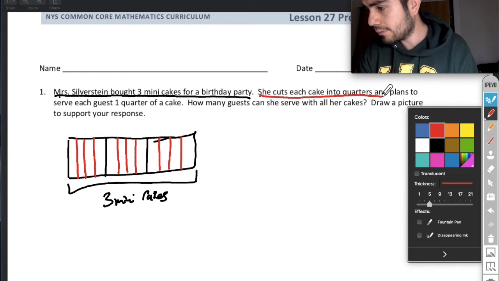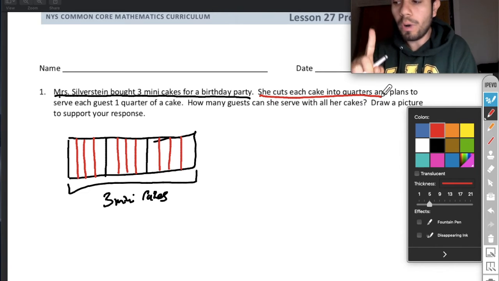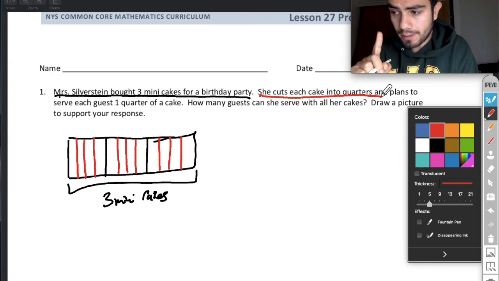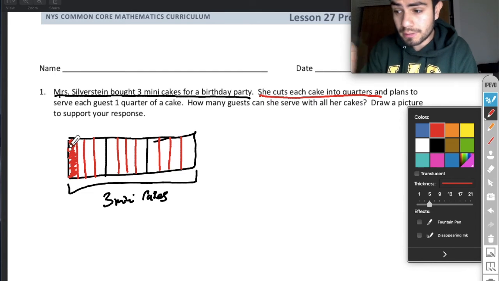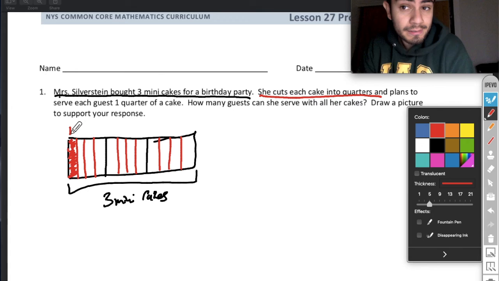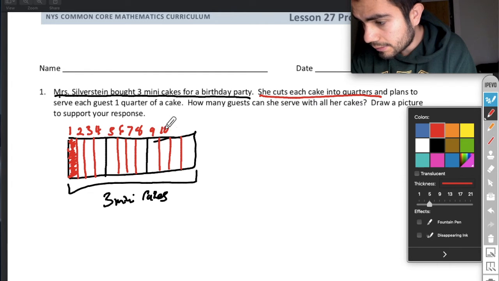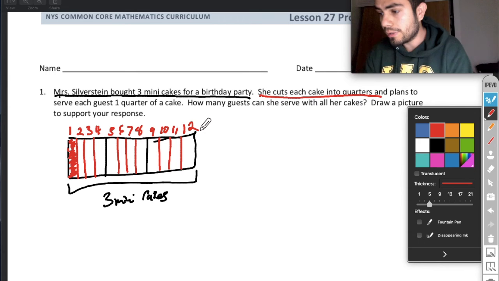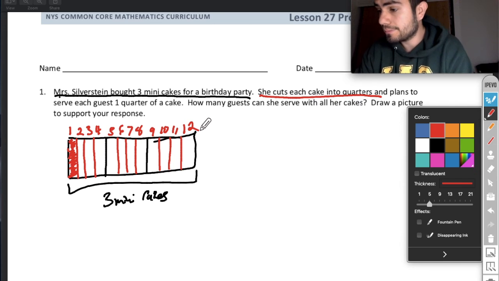Okay, now it says that she cuts each cake into quarters, and she plans to serve each guest 1/4 of a cake. So here's how much she will feed one person. Okay, so if one person gets this, let's see how many people she can feed. So 1, 2, 3, 4, 5, 6, 7, 8, 9, 10, 11, and 12. Okay, so now you answer that in a complete sentence.